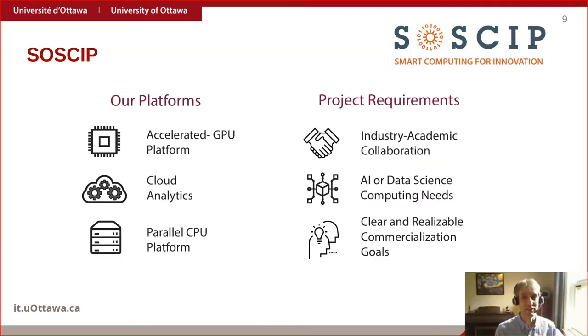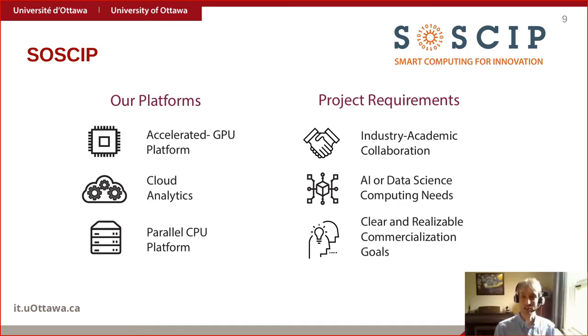And then there is SOSCIP as well. SOSCIP is more for industry-academic collaboration. So if you have a project that requires an industrial partner, so it's not purely research, but it's more like research in making something commercial, then you may be better off with SOSCIP.